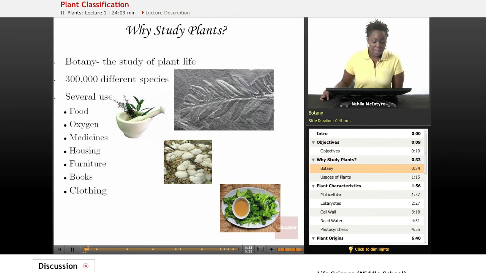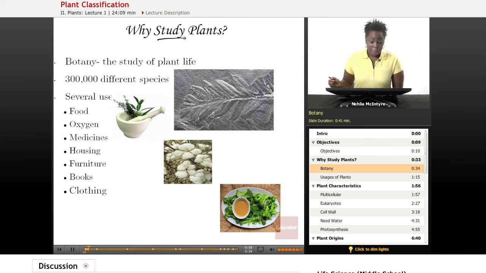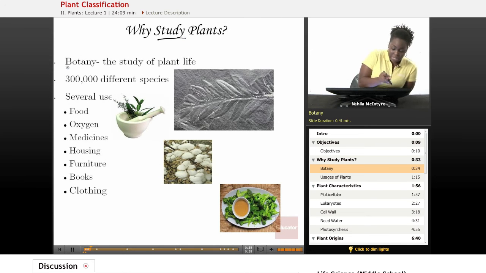Let's start by talking about why we should study plants in the first place. The plant species is one of the largest types of organisms on Earth, and there are so many different types of plants, and they live all over the Earth. Now, there are certain scientists who dedicate their career to studying different types of plants. Those scientists are called botanists, and botany is the study of plant life.